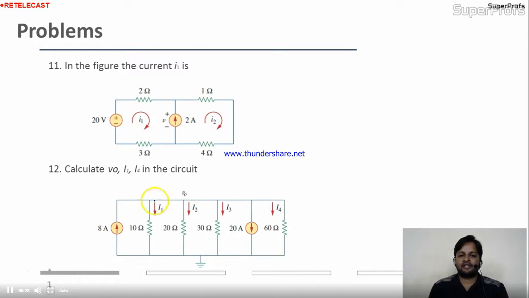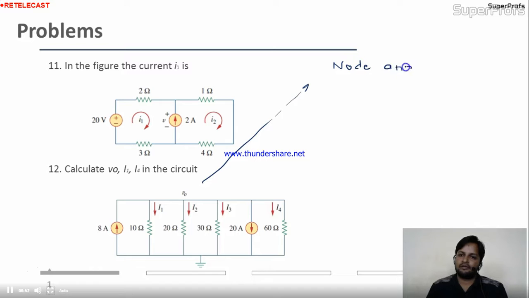See, only 2 nodes are there. All these points are a single point. Why? Because they are short circuited. There is no element in between them. So these points are the single point. And the second node is this, already grounded, only the V node is there. Here at the V node I'll apply the node analysis.